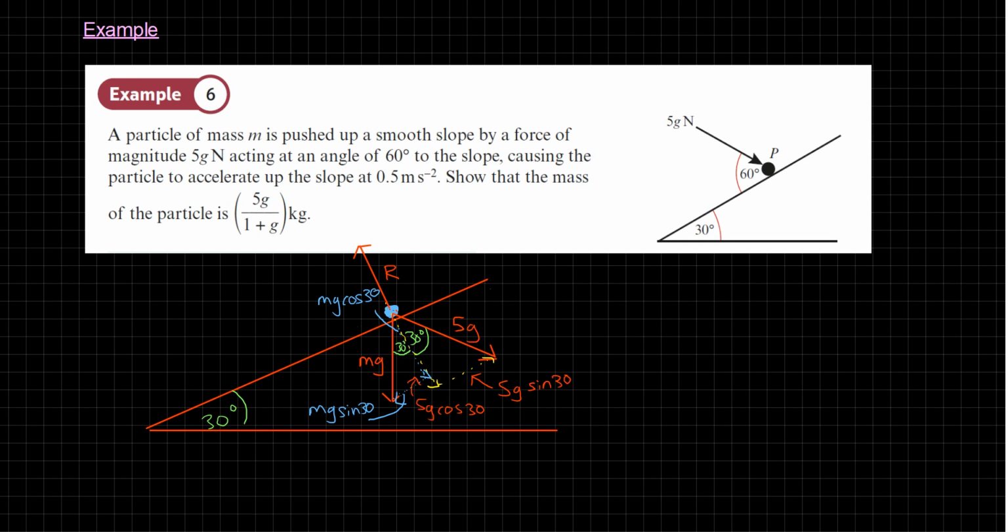Okay, now how are we going to show that the mass of the particle is this? Well, we've got this bit of information here about the acceleration. It's 0.5 meters per second squared. So if we know the direction of the acceleration, then we can just resolve forces in that direction, right? So which way is it accelerating? It's up the slope, so it's just accelerating in a line which is along that slope. So let's resolve in that direction, because then we can say that's equal to ma, mass times 0.5.